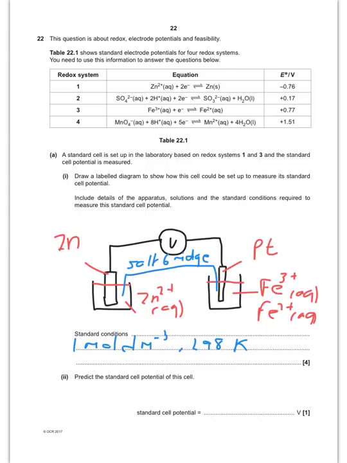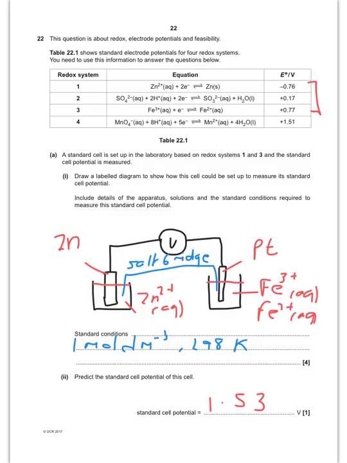Right, okay, so they now want me to draw a lab setup to determine the electrode potential for 1 and 3. So make sure you actually use 1 and 3 and just label it up. Obviously for the iron side, you've got to use a platinum electrode because there isn't a solid metal there. Standard conditions, 1 mole per decimeter cubed and 298 Kelvin. What's going to be the cell potential between 1 and 3? Well, it's going to be the difference between those two. So the difference between 0.77 and also 0.76 is going to be 1.53 volts.